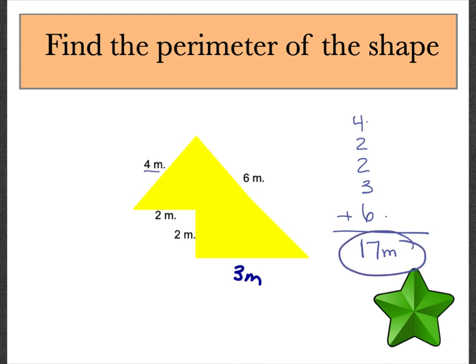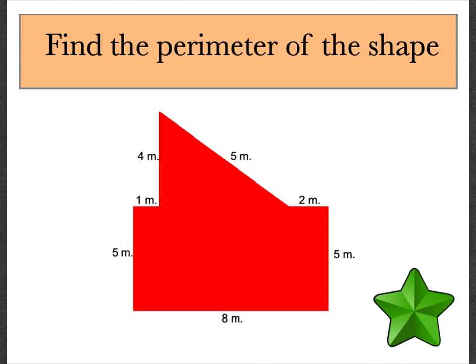Okay? And every time when we start these, feel free to pause, figure it out on your own, and then listen to my explanation. All right, this shape kind of looks like a rectangle with a triangle on top. So pause me if you want to figure this out on your own, and I'll solve it and come on back. So let's start with 8 meters. So 8 plus 5 plus 1 plus 4 plus 5 plus 2 plus 5.